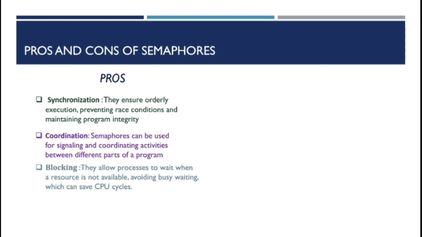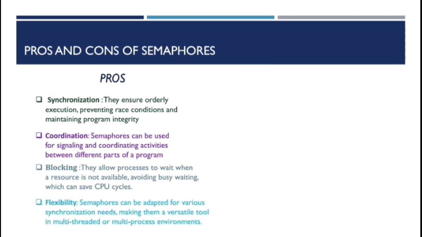They also allow processes to wait when a resource is not available, avoiding busy waiting, and that can save CPU cycles. Semaphores are like adaptable tools that can be used in many ways to help manage multiple things happening at the same time in your program. So, semaphores achieve flexibility and are also a versatile tool in multi-threading and multi-processing environments.